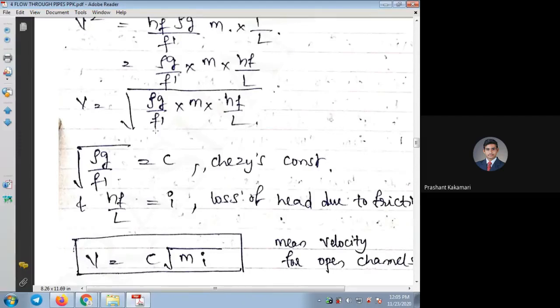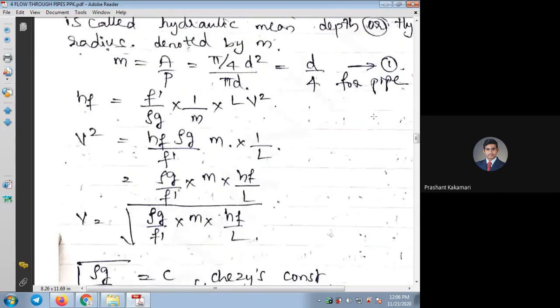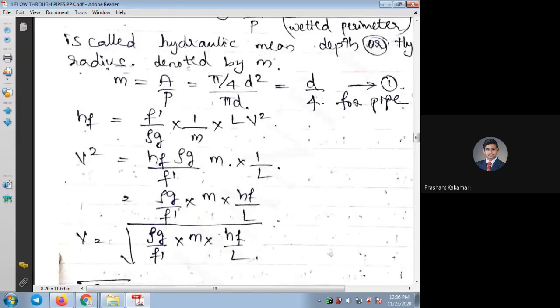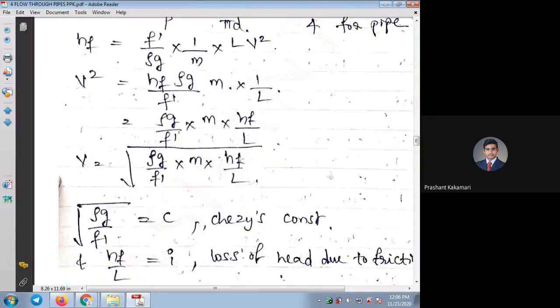Okay, so this constant is nothing but rho g by f dash. We don't know f dash. Then what is the m value? M is given here as d by 4, so d by 4 m we can find out. HF we need to find out.